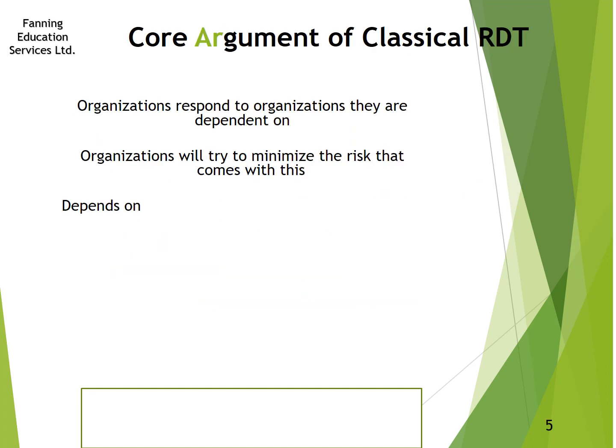So, what are the core arguments? The basic argument is simple. Organizations respond to organizations they are dependent on. So if you have a dependency on an organization, if you need something, you will react to what it does. You will need to react to what it does if you're to be a successful organization.